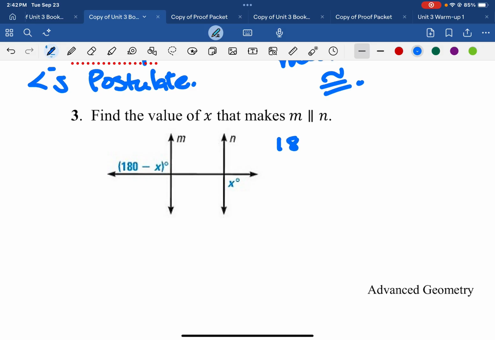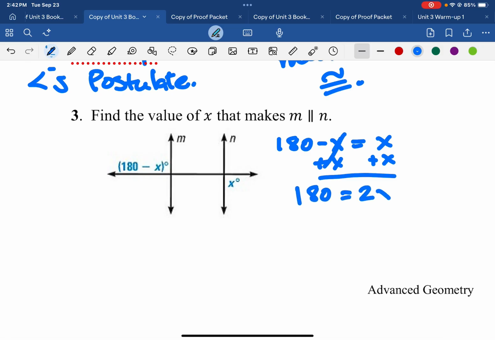So 180 minus x equals x. This one looks kind of funny. I'm going to add the x over, so we get 180 equals 2x. Divide by 2, and x equals 90. So if x is 90, those will be congruent and the lines will be parallel.